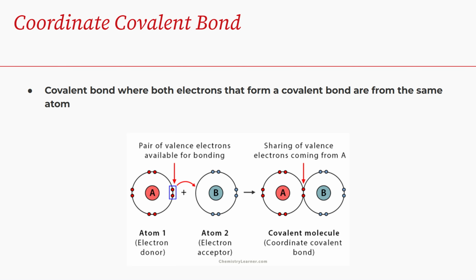Next, let's talk about coordinate covalent bonds. This is a covalent bond where both electrons that form the bond are from the same atom. So instead of each atom giving an electron, only one of the atoms gives two electrons that are shared between both. So the first atom is already stable, it's already happy, but then it shares two electrons to make another atom also stable.